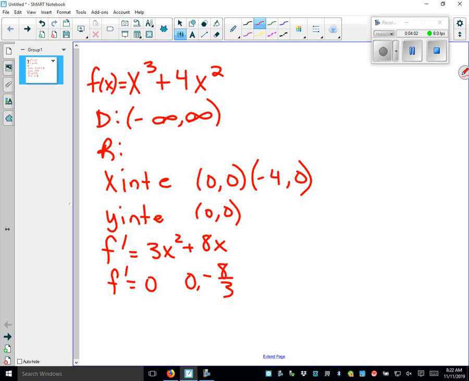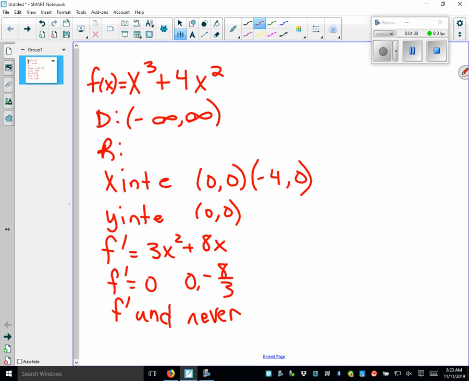All right. When is f prime undefined? Never. What do we do to find that out again? I set the denominator equal to 0. That's why it's never. Do not leave it blank. If it's blank, I assume you don't know. But never.